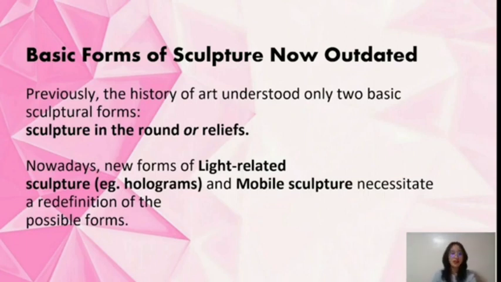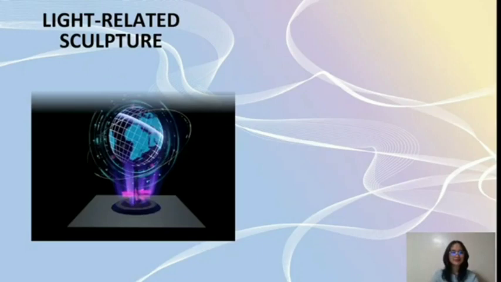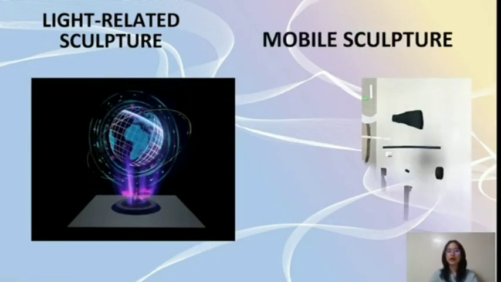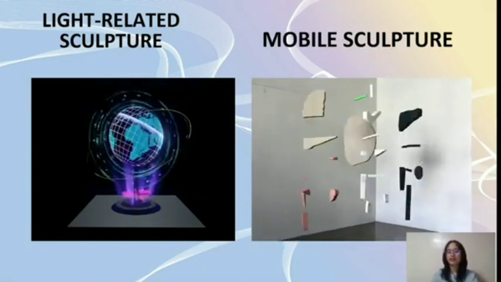But nowadays, there are new forms of sculpture. Light-related sculptures and mobile sculptures necessitate our definition of possible forms. The next slide is the examples of light-related sculpture and mobile sculpture for you to become more enlightened. This is a 3D hologram. Mobile sculpture, this is its example.